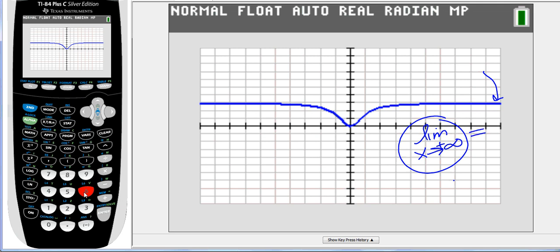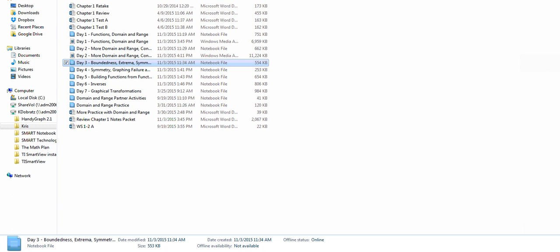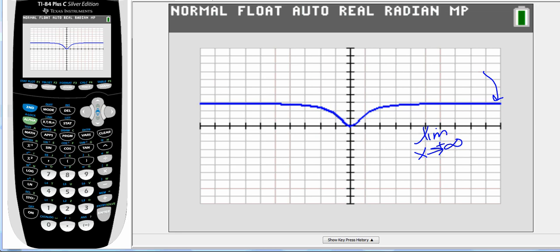I want to know, and by the way, I should put this function in here. I want to know what your y values are as your x values go to infinity. And my function was, I don't remember what it was again, 3x squared over x squared plus 1. What gets filled in right here is what your y value should be.